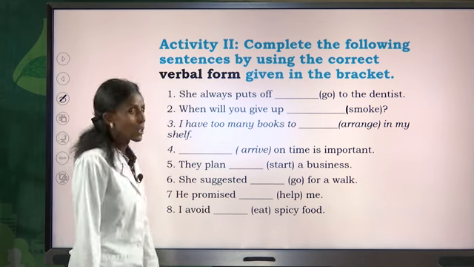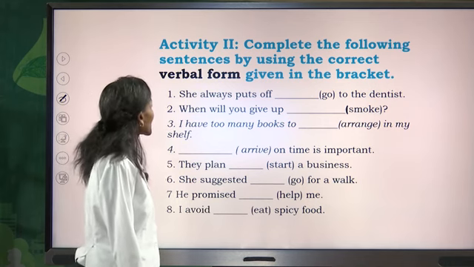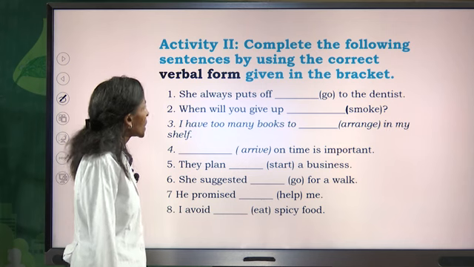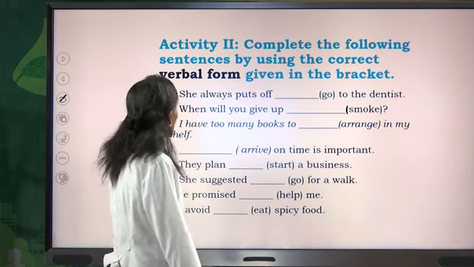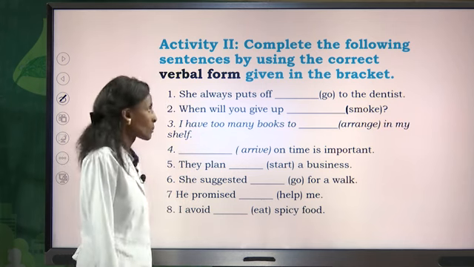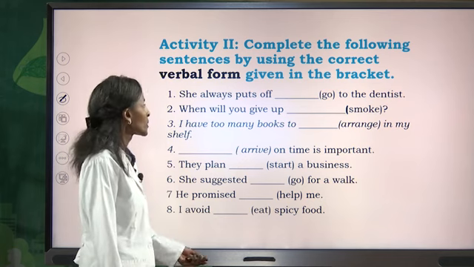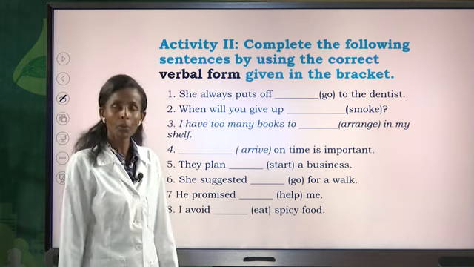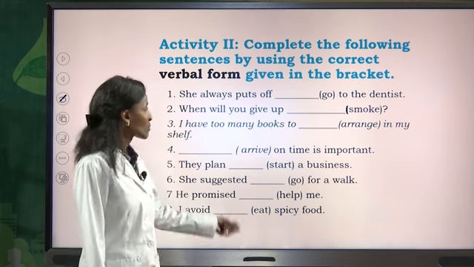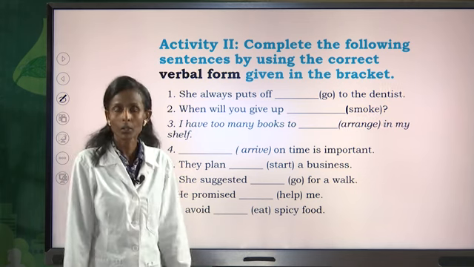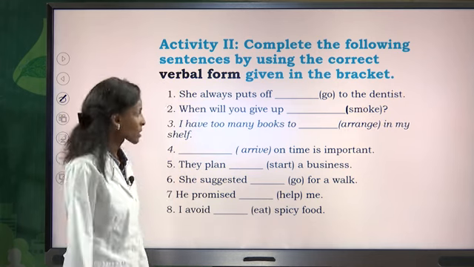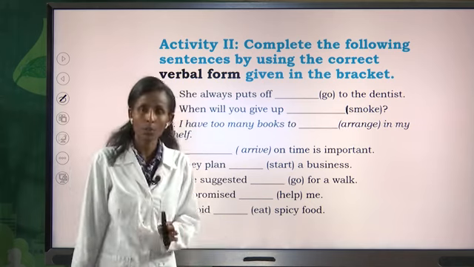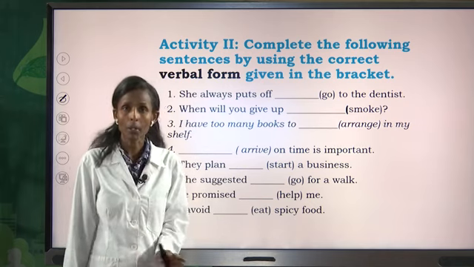Here we have an exercise on infinitives and gerunds. The first activity needs you to complete the following sentences by using the correct verbal form, either the gerund or the infinitive, which is given in brackets. So what can help you fix whether you have to use the infinitive or the gerund? The context, you see, the meaning of the whole sentence. Otherwise, it might be difficult for you. So for this exercise, I want you to spend 3 minutes.